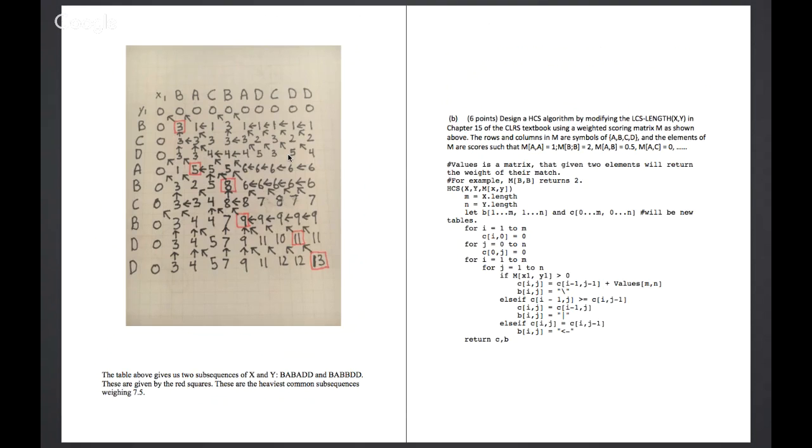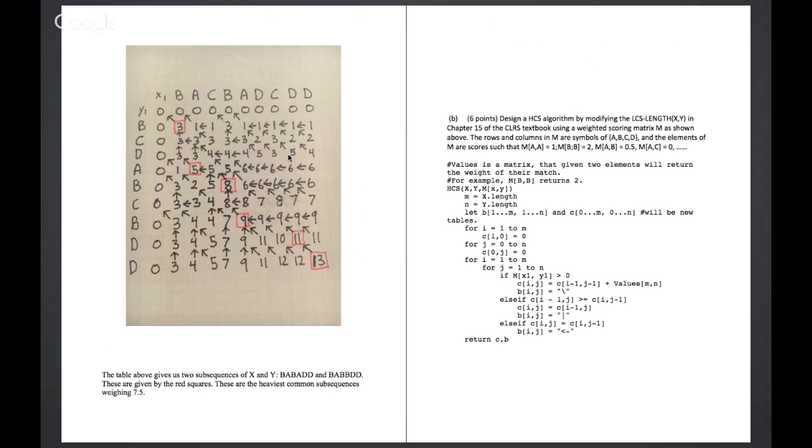For X, the heaviest common subsequence is actually BA, and for Y, it is BA, and like I said, they're given by the heaviest squares, and those matched with each other give us a weighted score of 7.5.